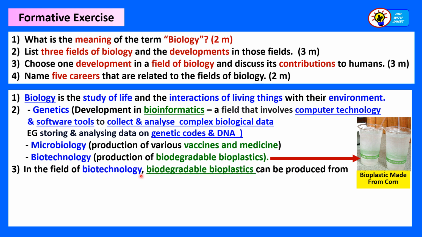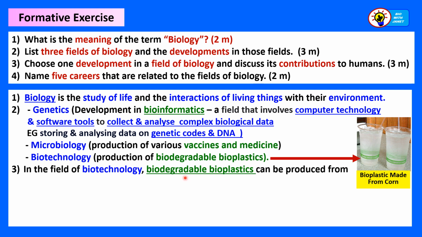Now, let's have a look at number 3. Choose one development in the field of biology and discuss its contributions to humans. So let's talk about the field of biotechnology and the production of biodegradable bioplastics. Biodegradable means that it can be broken down. These bioplastics can be broken down naturally. If you compare with the plastics that are produced by the use of petroleum products, the artificial plastic material, that one is very hard to degrade or break down. That's why it's accumulating on Earth and in the oceans today.